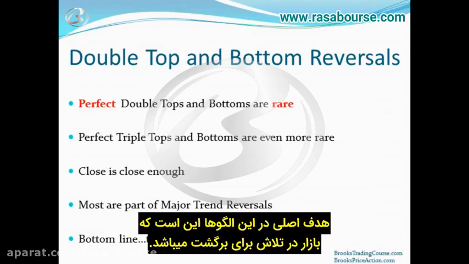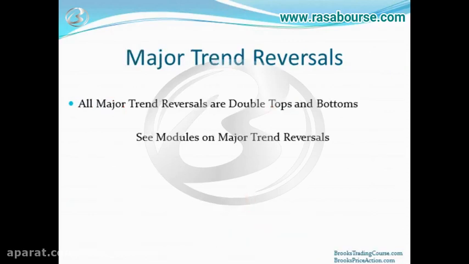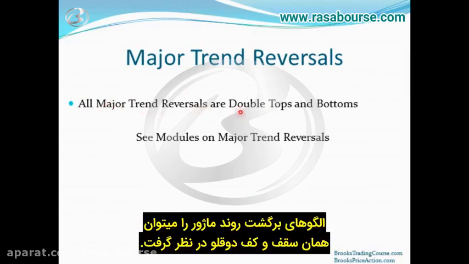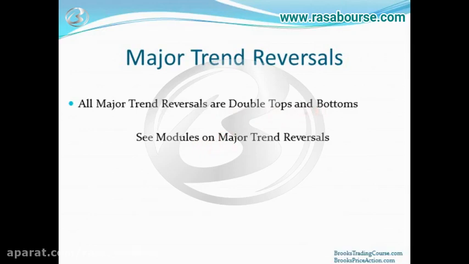Bottom line, the market is trying to reverse whether or not the pattern is a perfect double top or a perfect double bottom. Again, all major trend reversals can be thought of as double tops and bottoms. You can look at the module on major trend reversals.